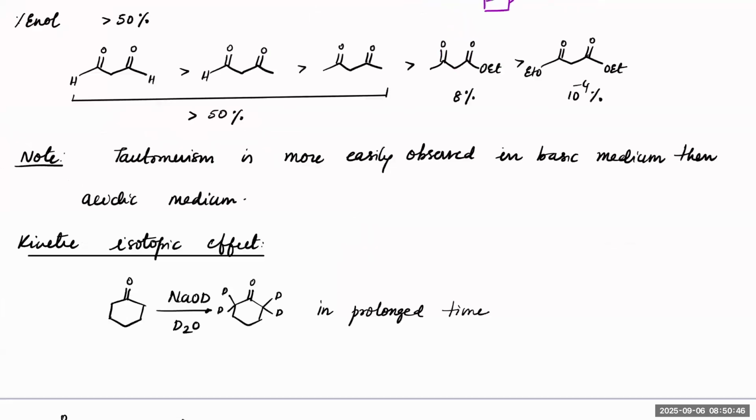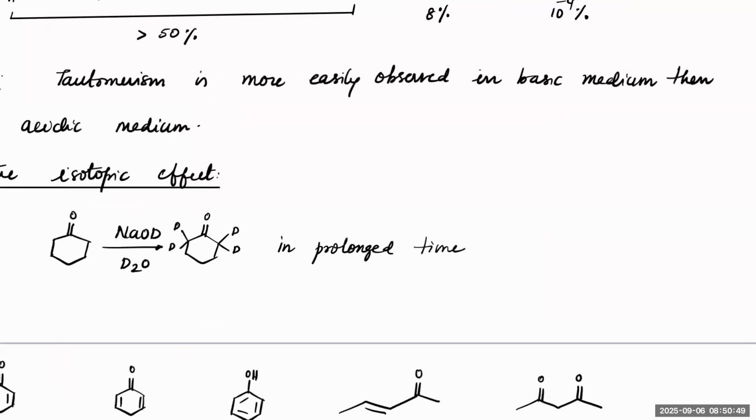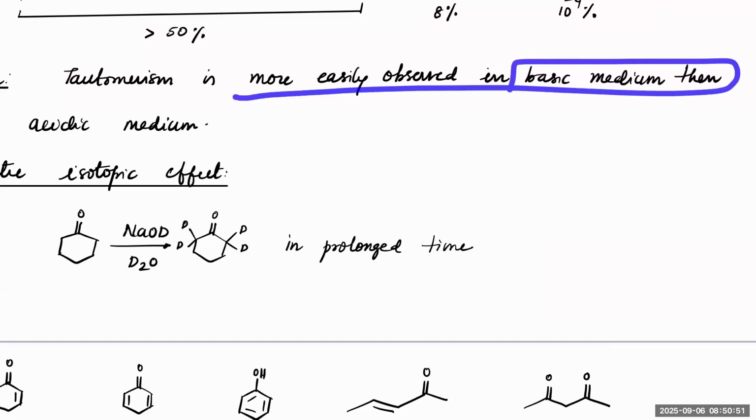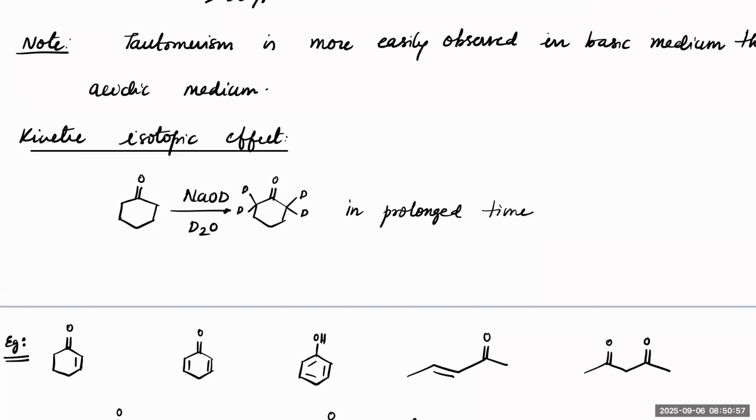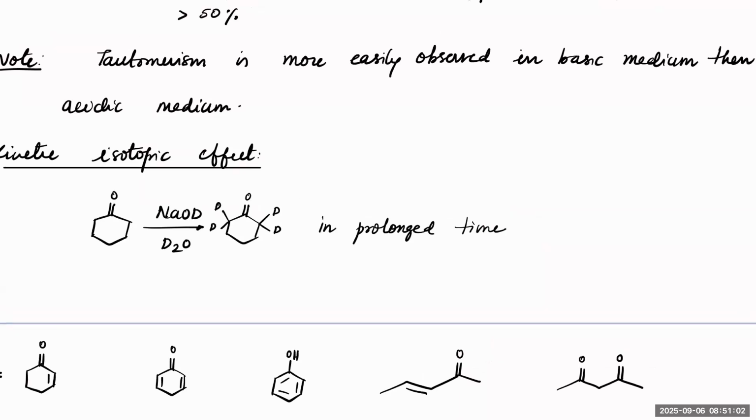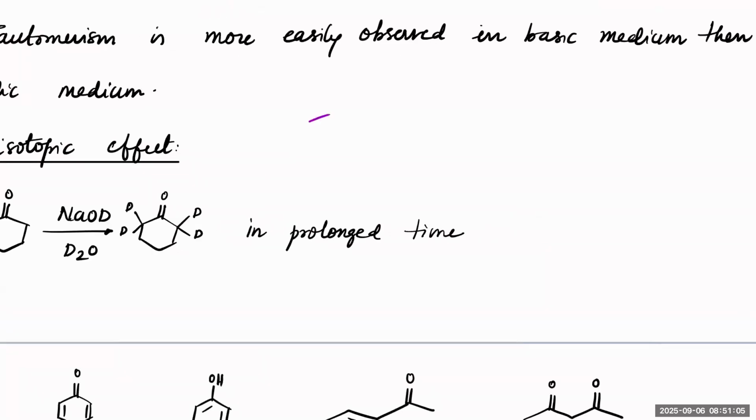Done. So we can say tautomerism is more easily observed in basic medium as compared to acidic medium. In basic medium, you can get tautomerism happening more easily. Let me show you how. For example, if you have a ketone here like this, the basic medium can easily extract H plus from here, convert into a double bond with a minus, and this minus can be resonance stabilized as a double bond here with O minus. This is called an enolate ion. So it can form an enolate ion.